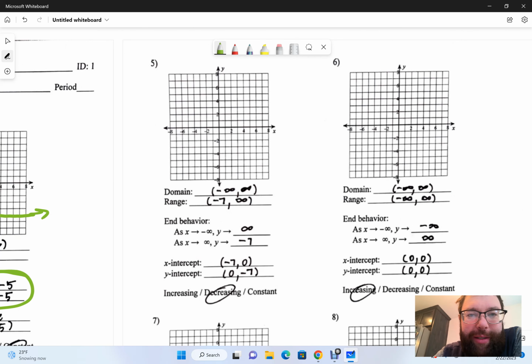Again, we're going to start at number 5. We're going to start with our x and y intercepts. So -7 and 0 is my x-intercept. 0, -7 is my y-intercept.